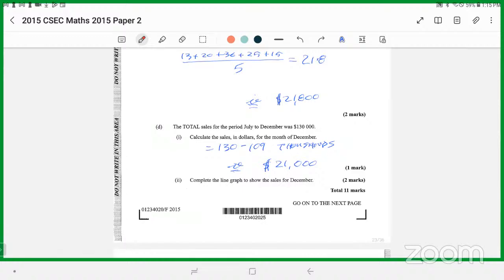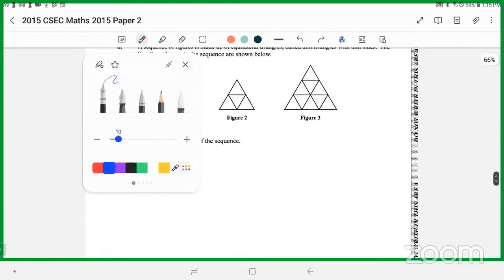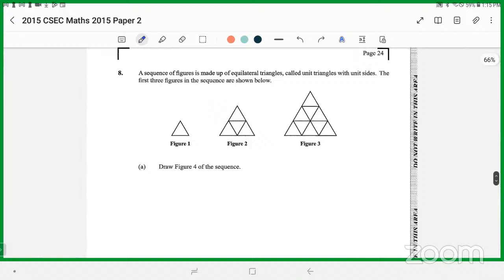3 more questions. Let's do them quickly. All right. Pattern question. Oh, number 8. It's 4 more questions we have. So number 8, 9, 10, 11. There are 4 more questions, but this can be done quickly.